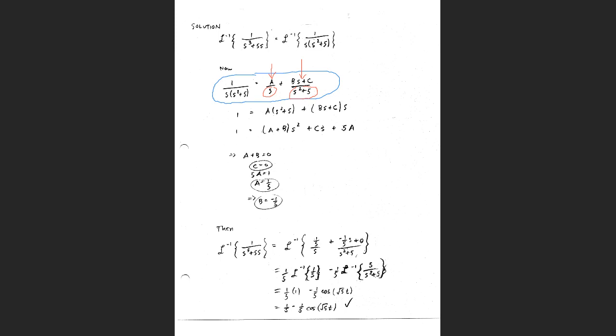Okay, and so what we're going to do, of course, is multiply both sides by the common denominator of s times s squared plus 5. So maybe I'll just write this as s squared plus 5 in the denominator here.